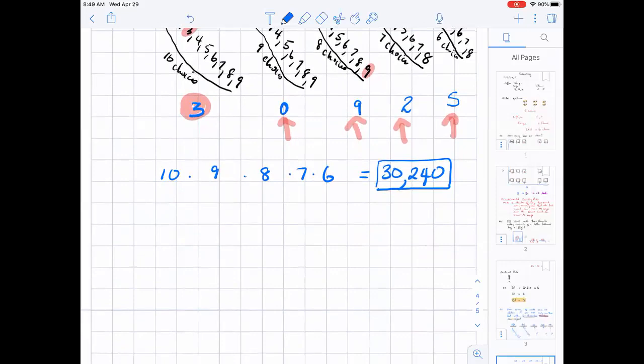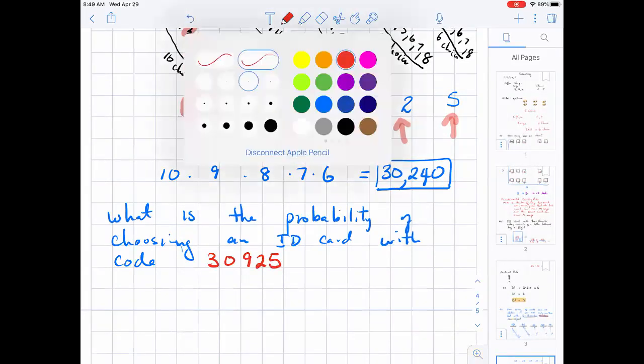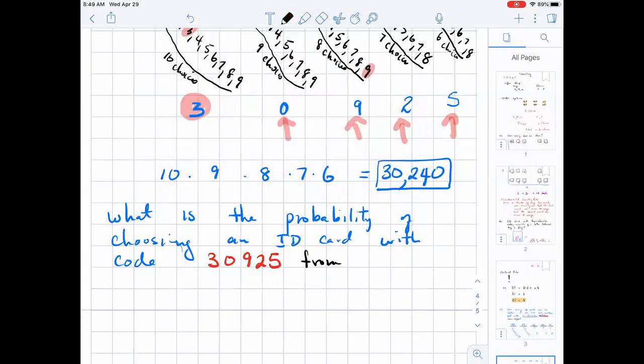Now, what if I ask you the problem: what is the probability of choosing an ID card with the code 30925 from the above example?